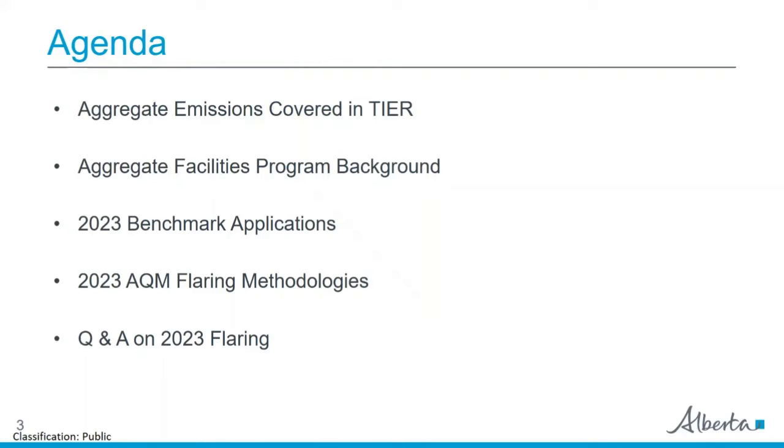Here's our agenda for today's session. I'll first provide a brief coverage of the aggregate total emissions for 2022 and engagement outcomes captured in Chapter 15 of the Alberta Greenhouse Gas Quantification Methodology, also known as the AQM, to include flaring emissions.